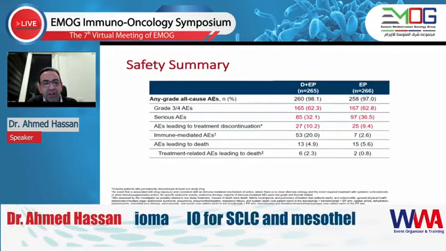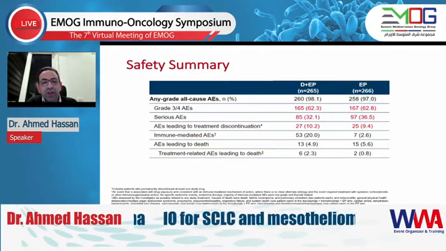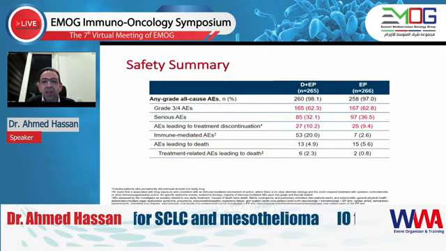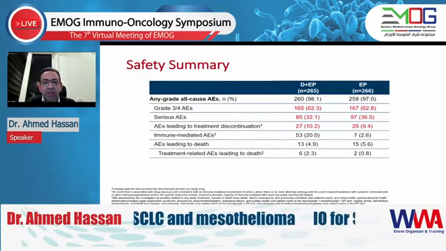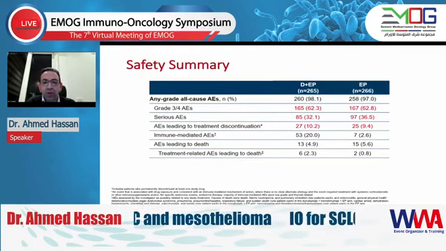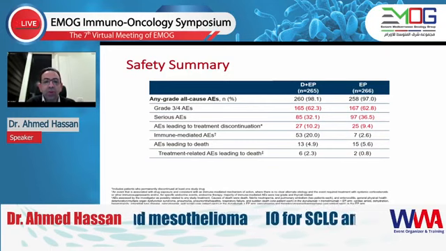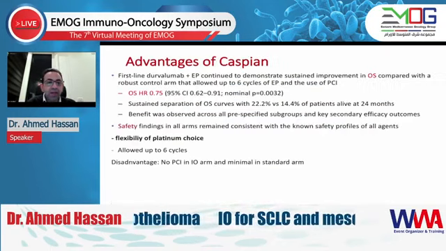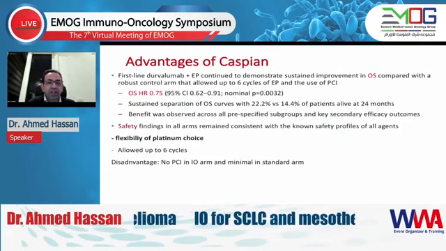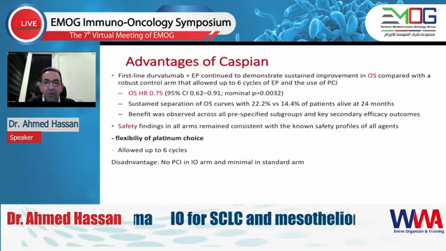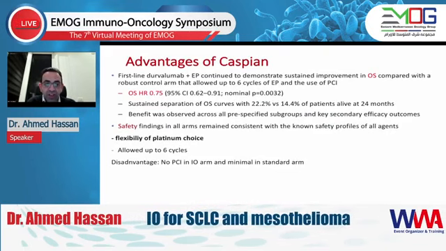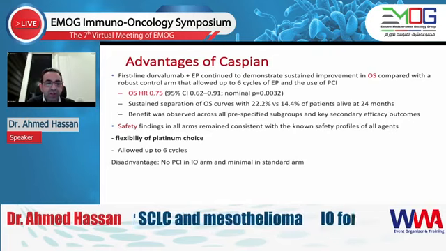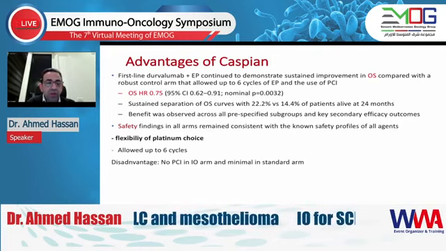As far as side effects is concerned, there wasn't much in the way of toxicity. Safety summary did not bring any signals of concern, and side effects, particularly grade 3 or 4, which are more important, were almost equal in the two study arms. So the advantage of the Caspian study is that it ticked the overall survival, which is the primary endpoint. So there was a clear improvement with a hazard ratio of 0.75. There were no concerns in terms of toxicity.